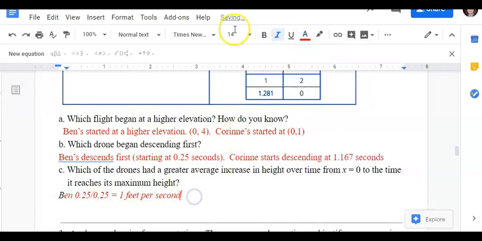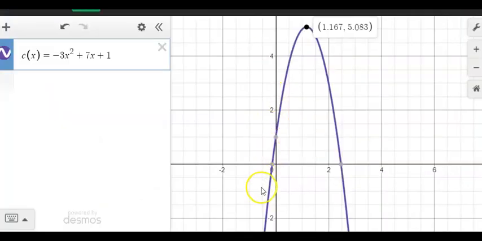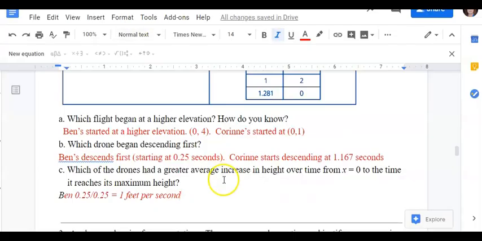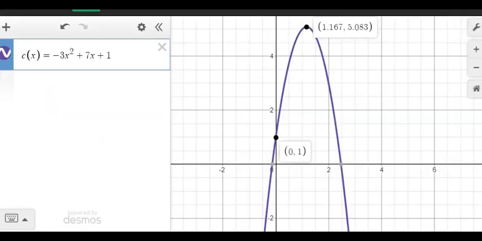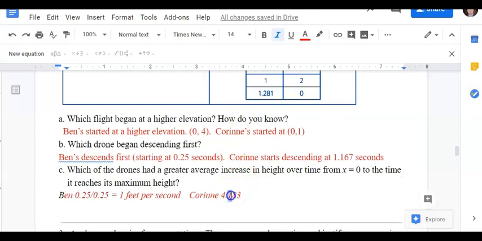All right, let's try looking at Corinne's. Now she went from 0, 1 to this point. So her y went up 4.083 because it went from 1 to 5.083. Just take off a 1 and you'll have 4.083 for Corinne. Let's write hers down. Let me see if I did that right. 4.083. Not bad.